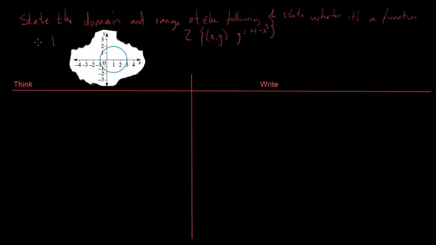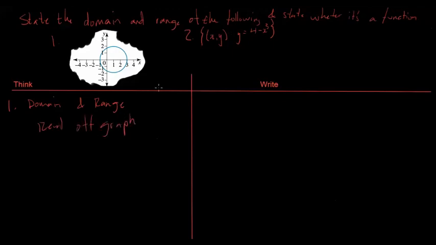So some examples. You've got to state the domain and range of the following, and state whether they're a function or not. Question 1. For question 1, you've got to state the domain and range. To do that, in this example, because there's a graph, you just read it off the graph.